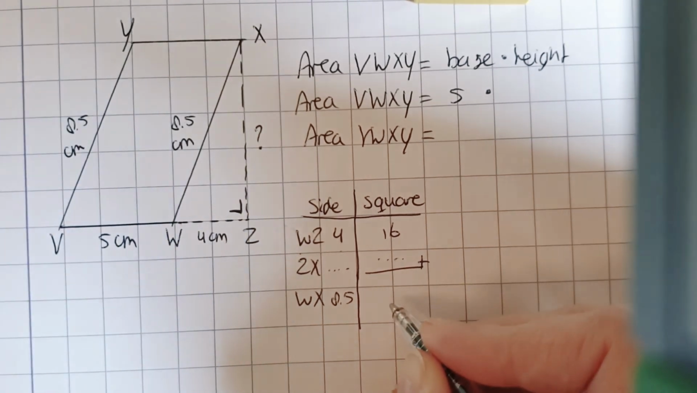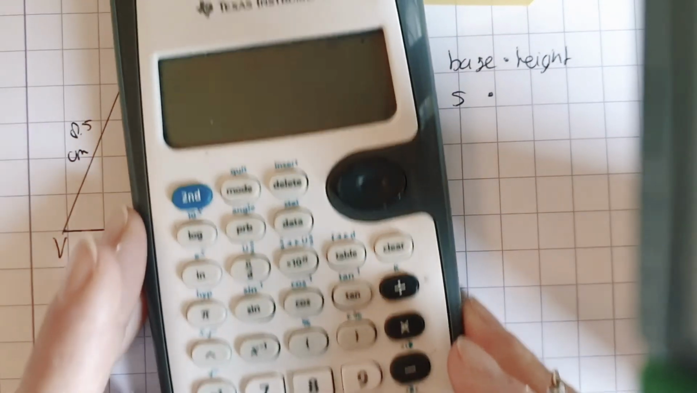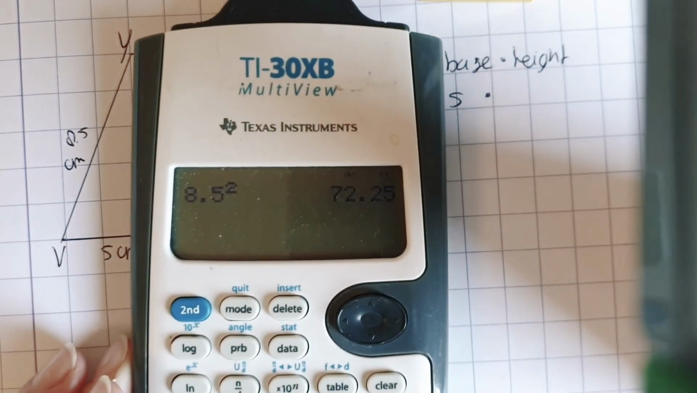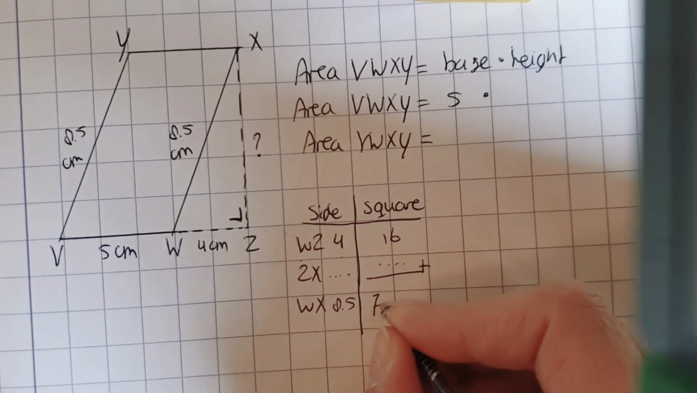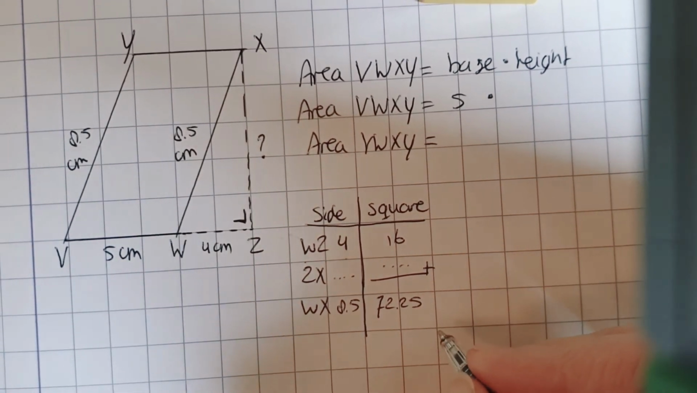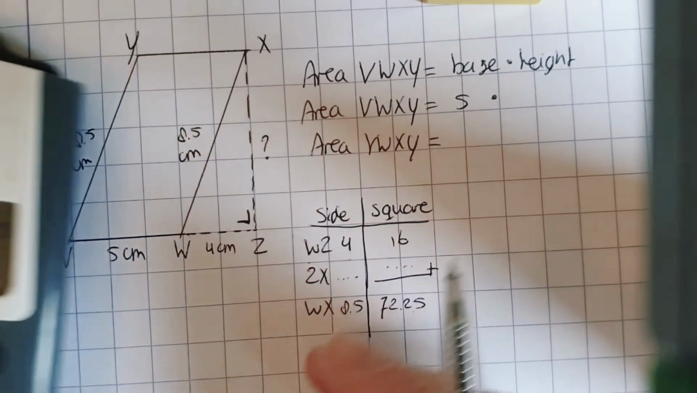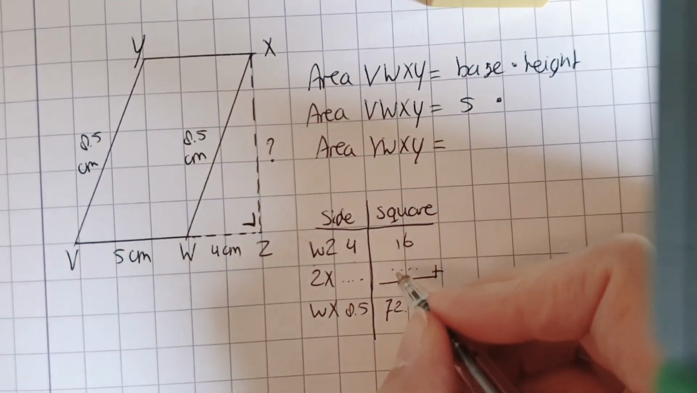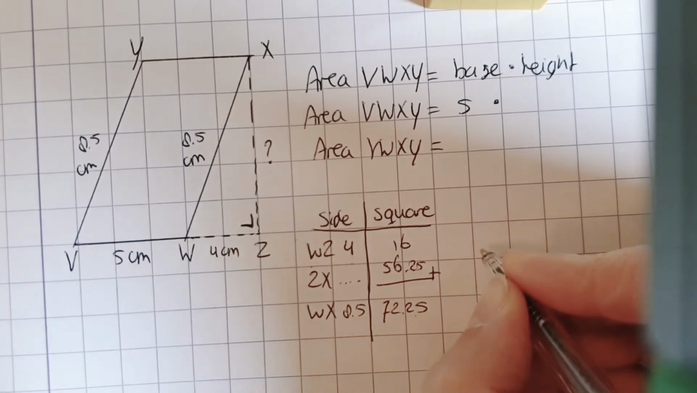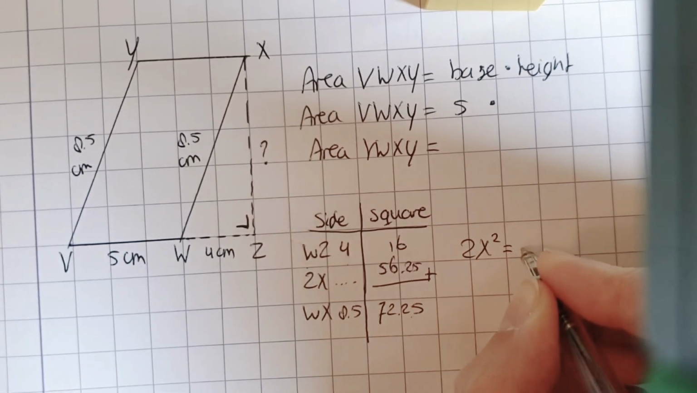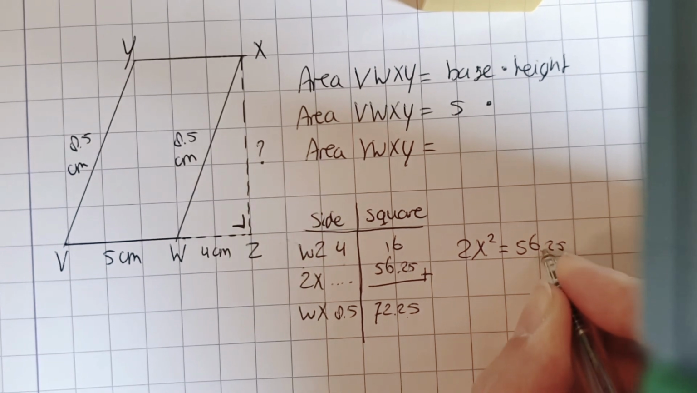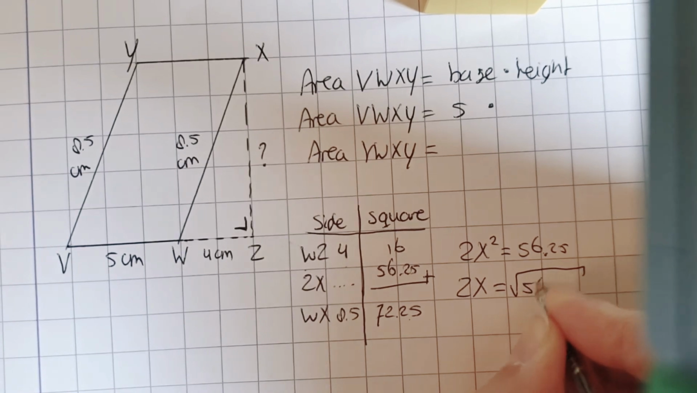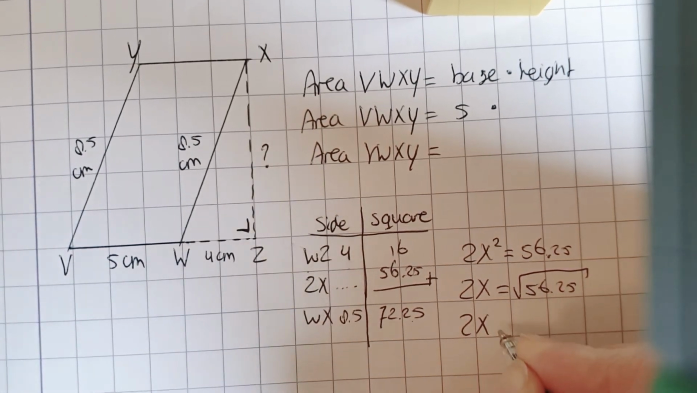Now, 4 squared is 16. We don't know this one. And 8.5 squared is 72.25. I'm gonna do them minus each other. So 72.25 minus 16, which is 56.25. And that is what I want to know. You have to write this down, okay? So ZX is the square root of 56.25.